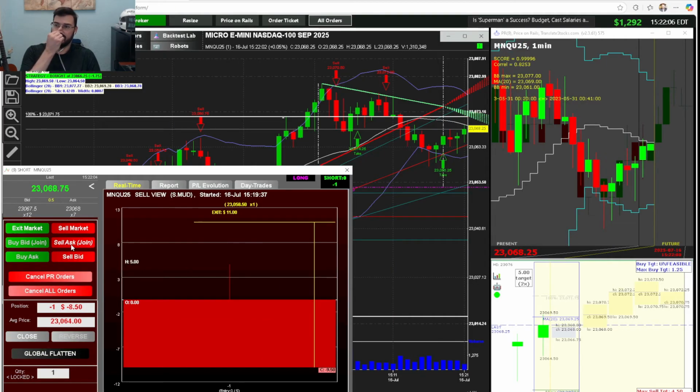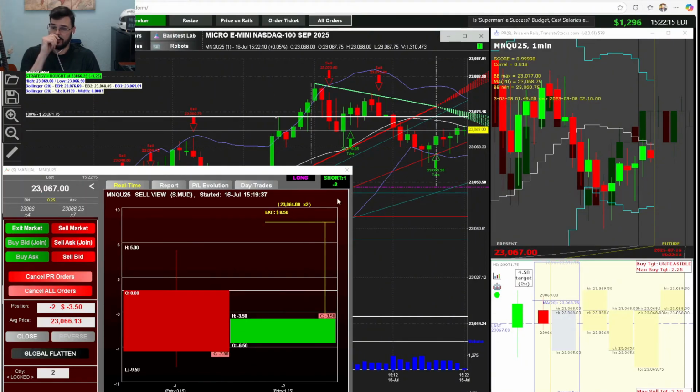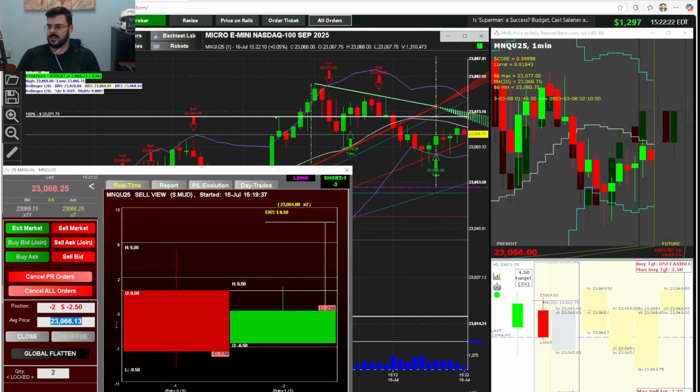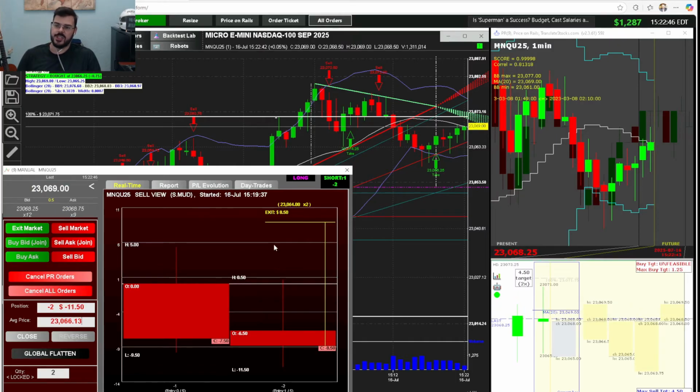Actually the order was already filled. Okay, so I'm joining, so my position now is 2, and my average price is here, 23,066. Of course, we can have some awkward decimals because we are making an average price. So that's not the regular tick, but that's it. And now my exit order is on the 23,064. It automatically changed the order for me, as you guys should remember from my other videos.